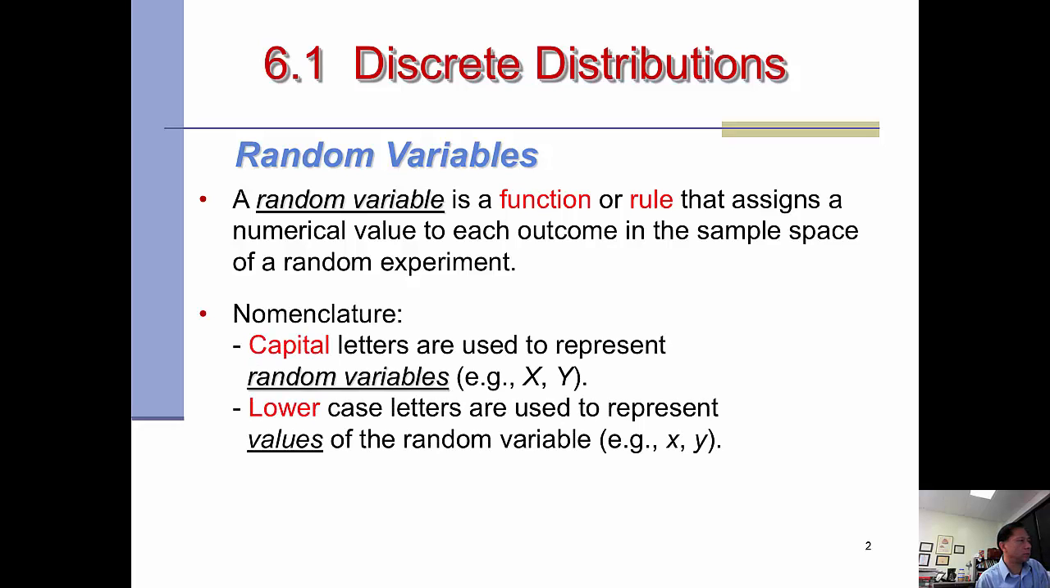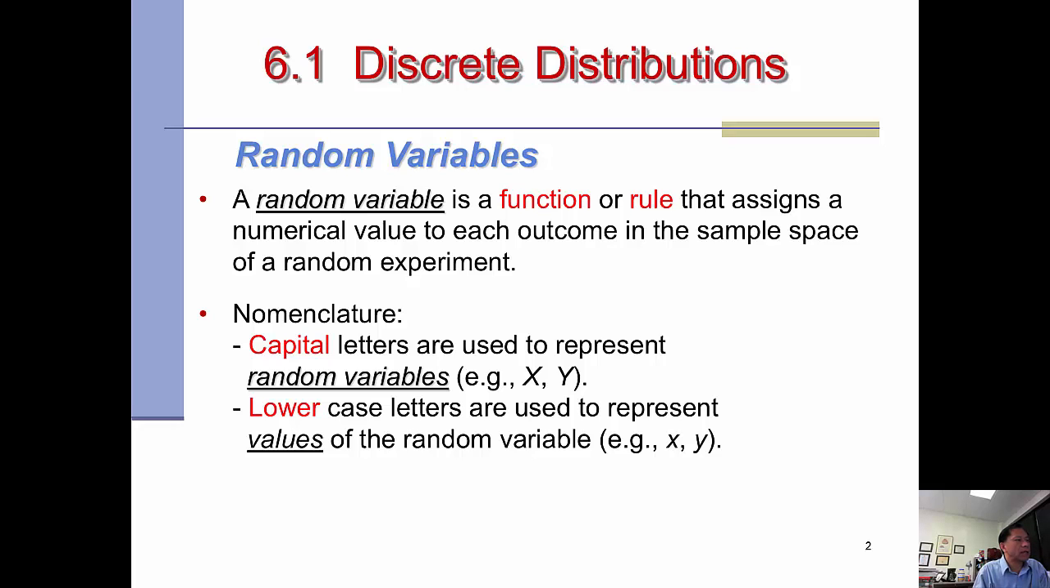What is a random variable? A random variable is a function or rule that assigns a numerical value to each outcome in a sample space of a random experiment. We talked about a random experiment and sample space in the previous chapter, chapter 5. Right? There are some nomenclature issues here.